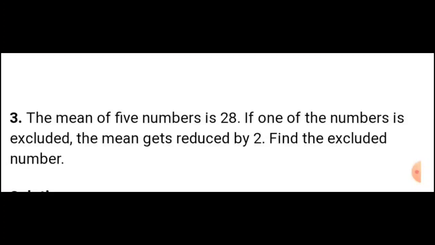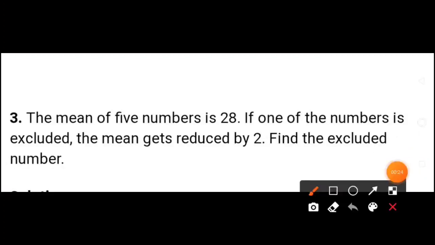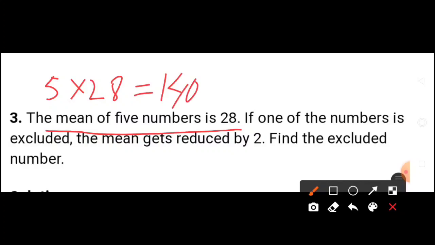So here it is saying that the average of 5 numbers is 28. And if we exclude one number, then this average is reduced by 2. So the total of the 5 numbers will be 5 into 28. So 5 into 28 will be 140. So 140 is the total of the 5 numbers.